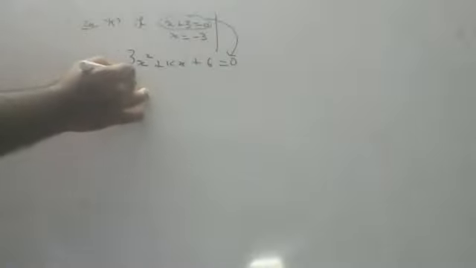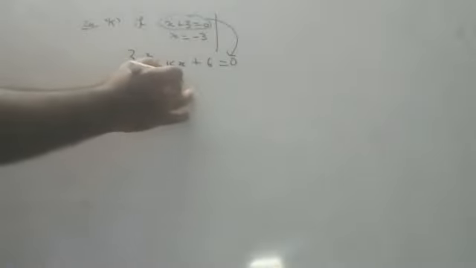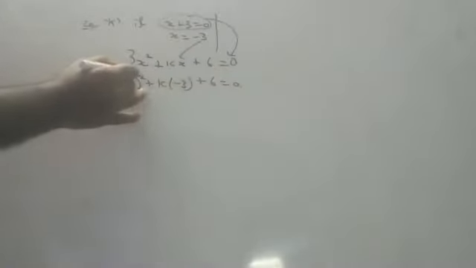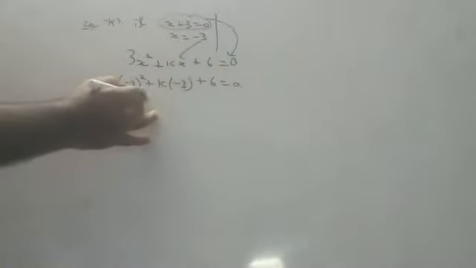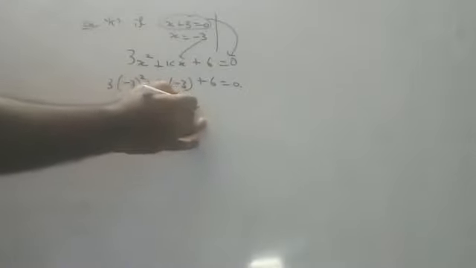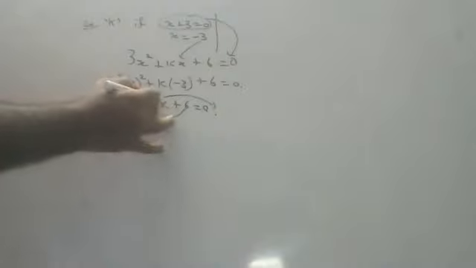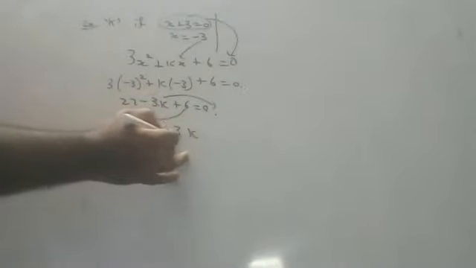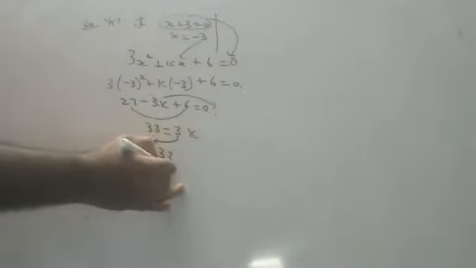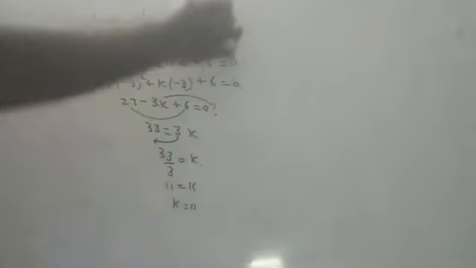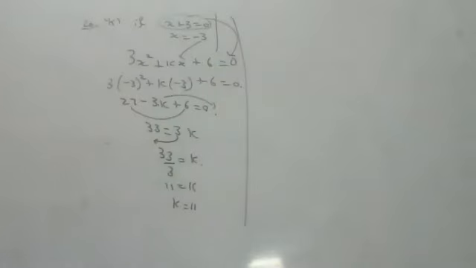3 into minus 3 whole square, plus k into minus 3 because we are putting x here, plus 6 is equal to 0. Minus 3, 9, 9 3s are 27, minus 3k plus 6 is equal to 0. Minus 3k you bring here, 27 plus 6 is 33, equals 3k. Now 3 will go down, children, 33 by 3 is equal to k, so 11 is equal to k, means k is equal to 11. Like that you have to do, children.